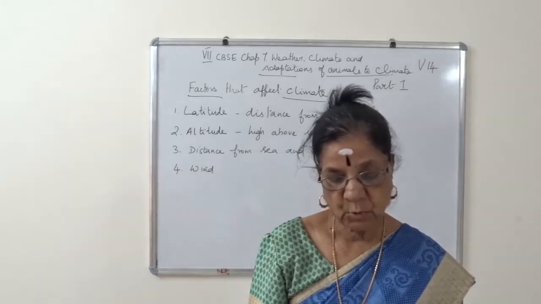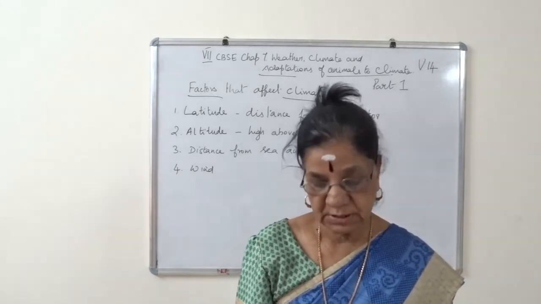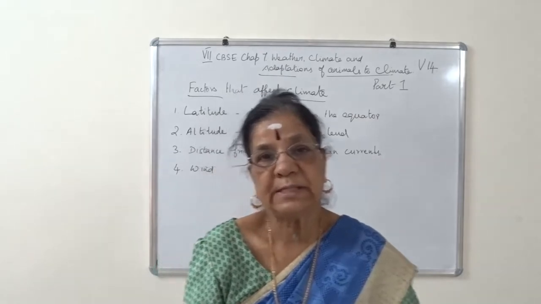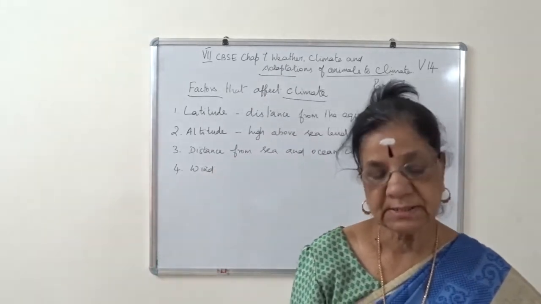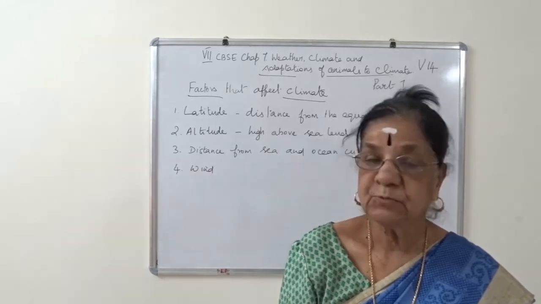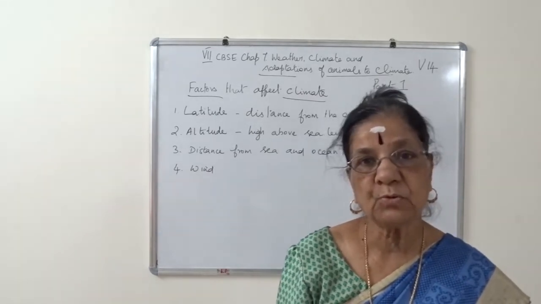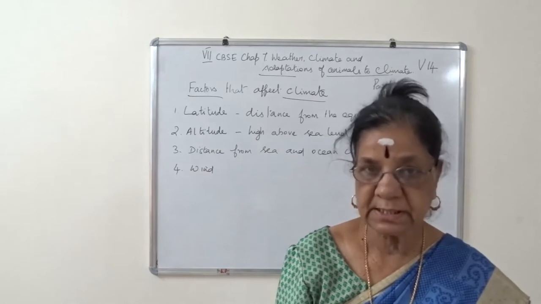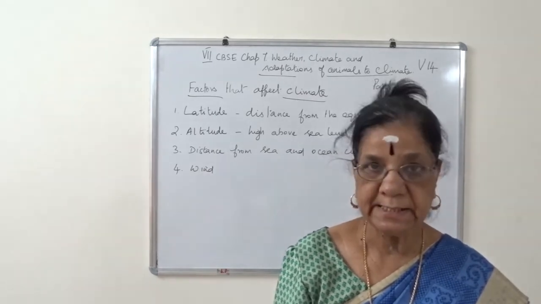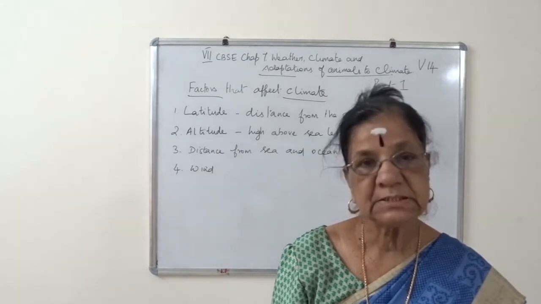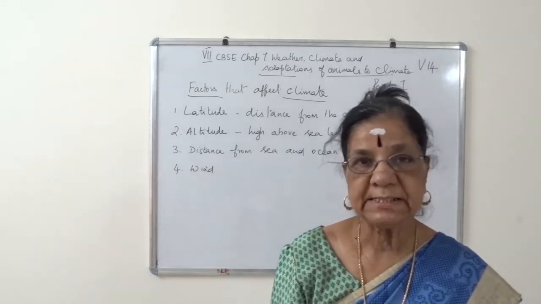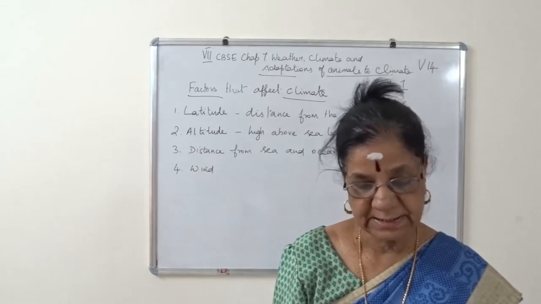Precipitation is water that falls to the earth in the form of rain, snow, hail or sleet. It is given: rain, snow, hail, H-A-I-L, hail or sleet.